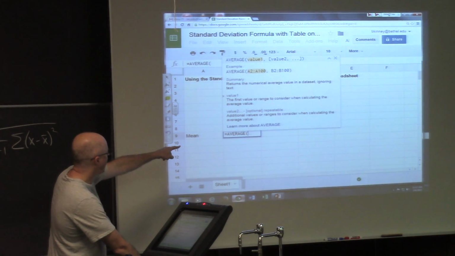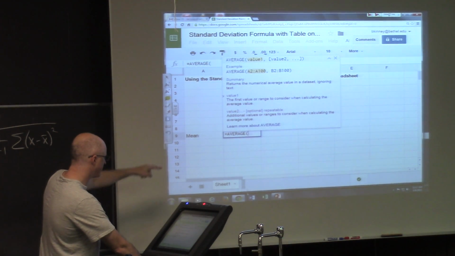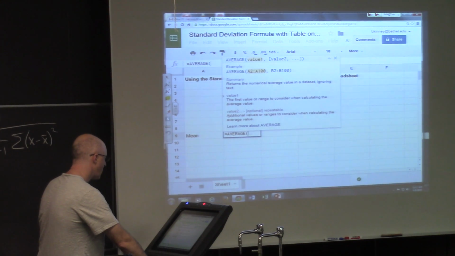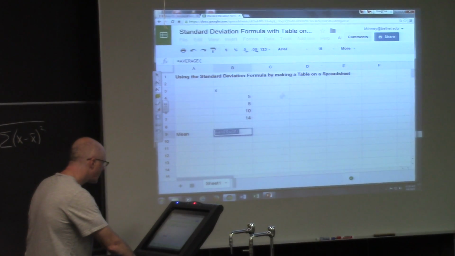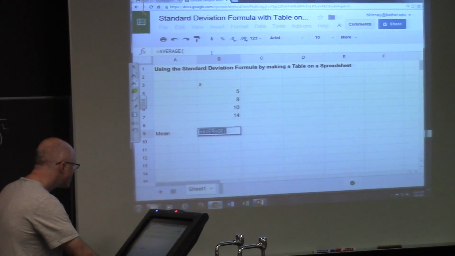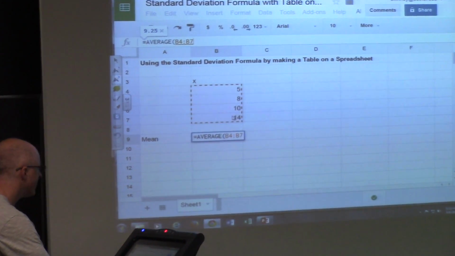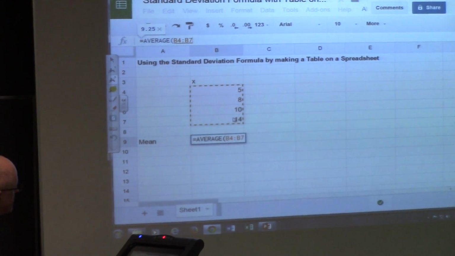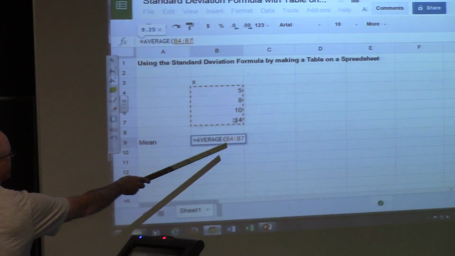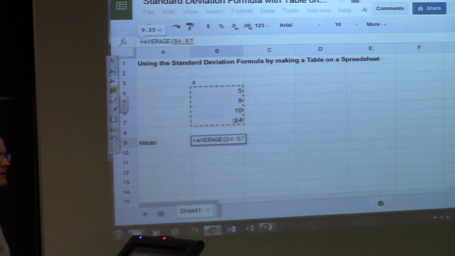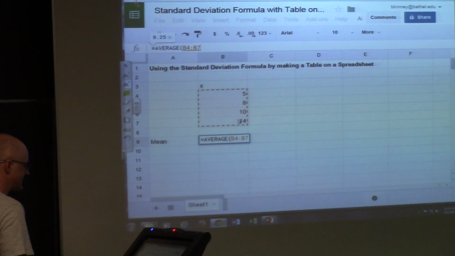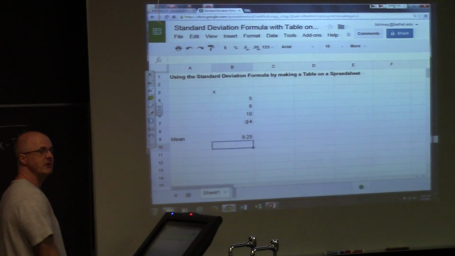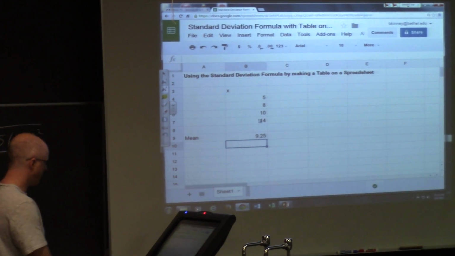But typing it like that, equals average, and then in parentheses put the cell references for your data, which is behind this thing here. Let's X that out. You can highlight that, or you can just type, in this case, B4 colon B7. That will refer to those cells, B4 through B7. You actually don't have to use the end parenthesis. There's the mean, 9.25.